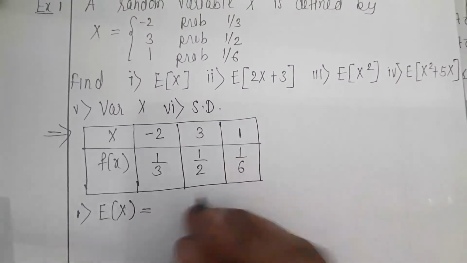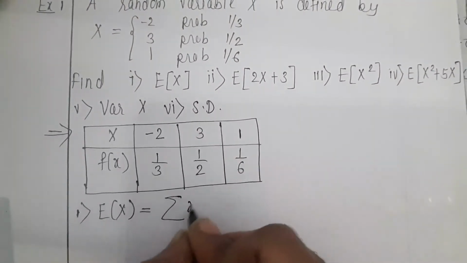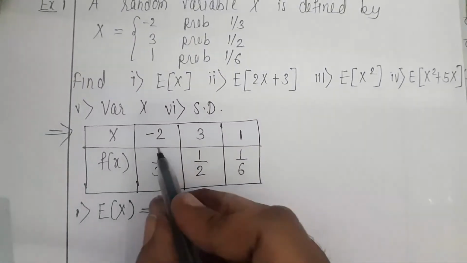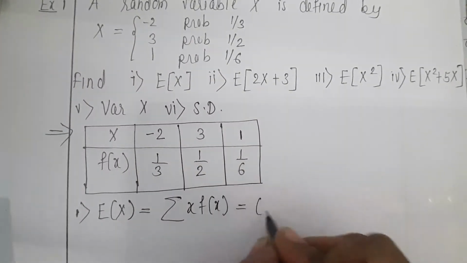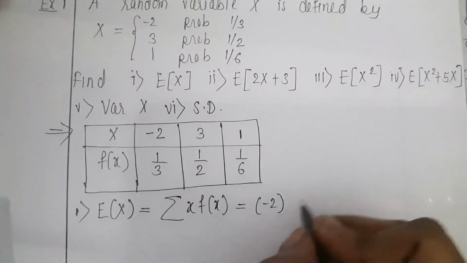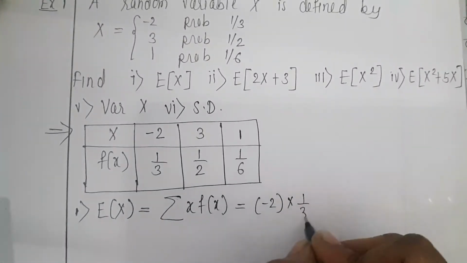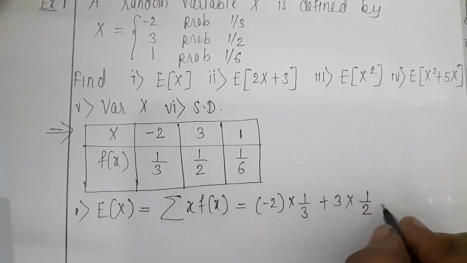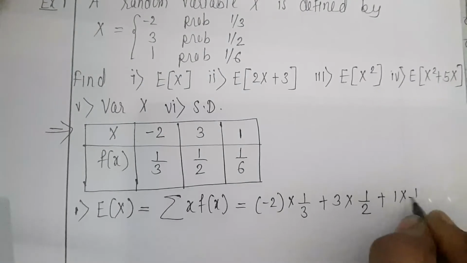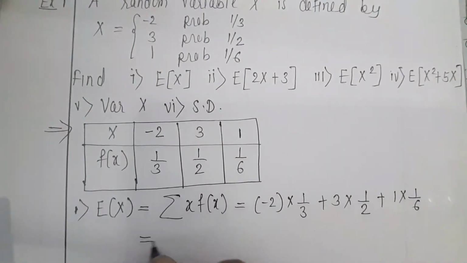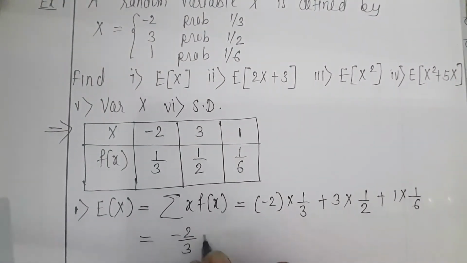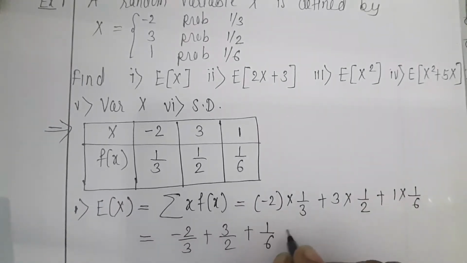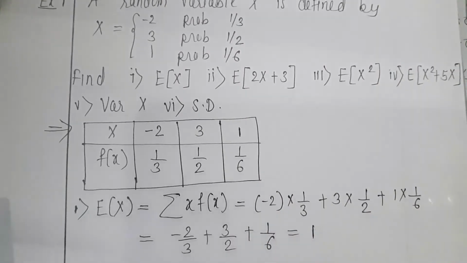Expectation of x is equal to summation of x multiplied by f of x. So it is equal to summation of x: x is minus 2, multiplied by f of x value 1 by 3, plus 3 multiplied by 1 by 2, plus 1 multiplied by 1 by 6. So it is equal to minus 2 by 3 plus 3 by 2 plus 1 by 6. If we calculate this, we get it is equal to 1.